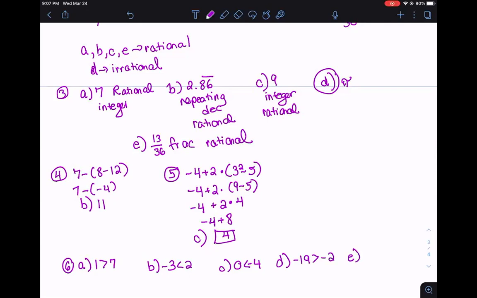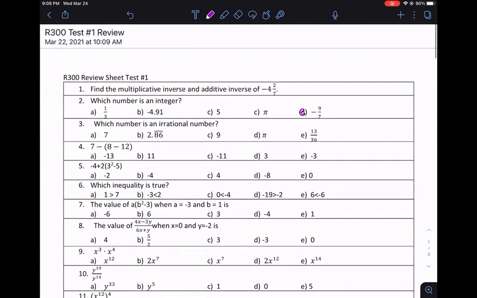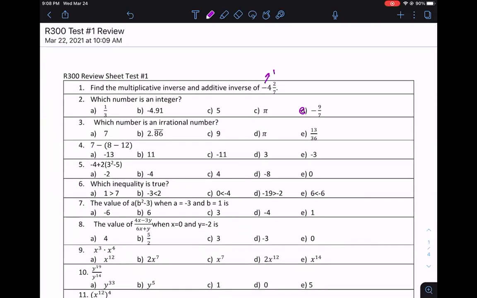Go ahead. With the first problem that we had, the multiplicative inverse, does the sign change when we do a multiplicative inverse? No, multiplicative inverse is the reciprocal. Reciprocals follow the same sign. So for this example, since it was negative, the multiplicative inverse would be negative. If it's positive, then the multiplicative inverse would be positive as well. Okay, thank you. You're welcome.